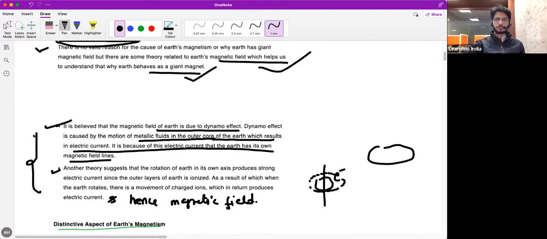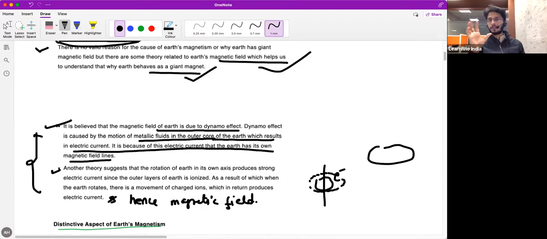The first theory is that in the core of Earth you have molten lava, means you have ions of iron and nickel, and those ions are rotating along with the rotation of the Earth. When ions are rotating, that means charged particles are moving. Due to motion of charged particles, you have current, and that current can generate a magnetic field.